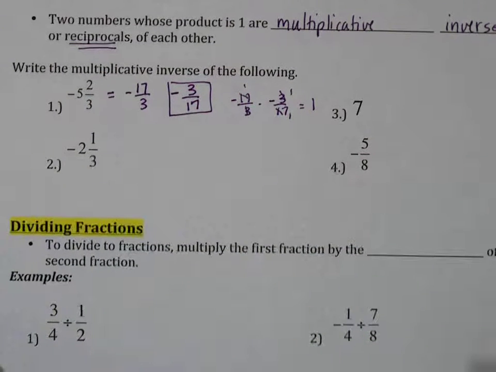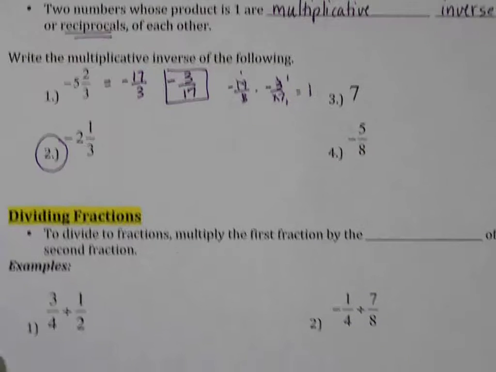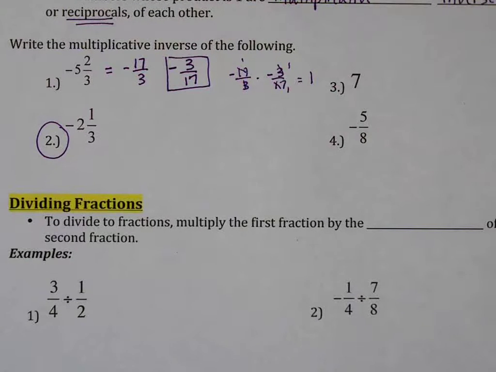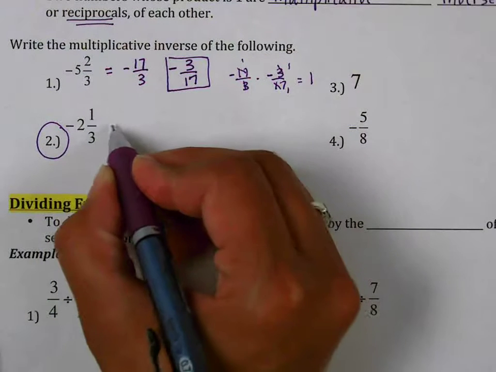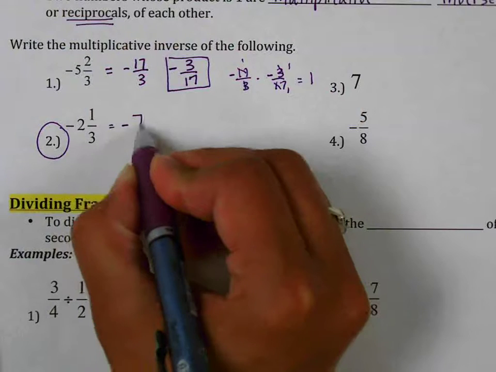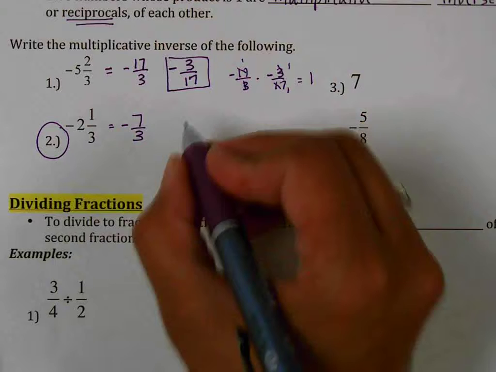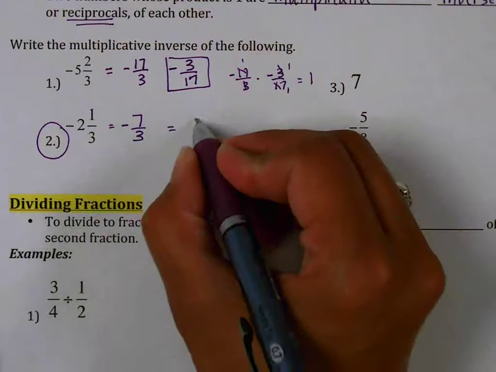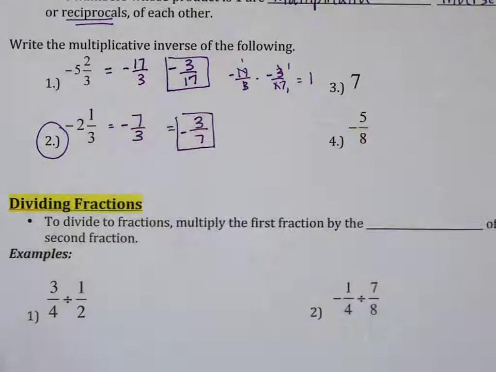Okay, I would like for you to try number 2 on your own. So go ahead and pause that and then try it. We'll go over the answer here in a second. Okay, so hopefully you had a chance to work this problem. You should have gotten 3 times 2 is 6 plus 1 is 7. So that's a negative 7 thirds. But then we have to do the reciprocal or the multiplicative inverse, so we're going to flip it. And so we get negative 3/7.